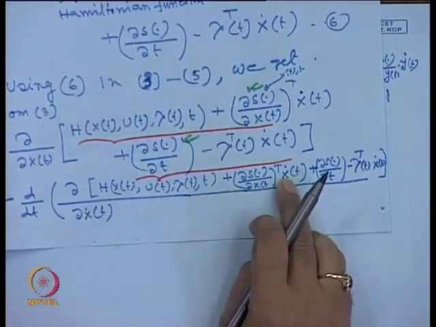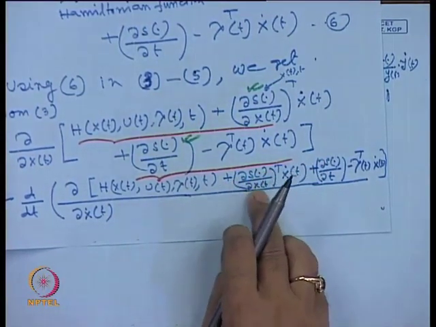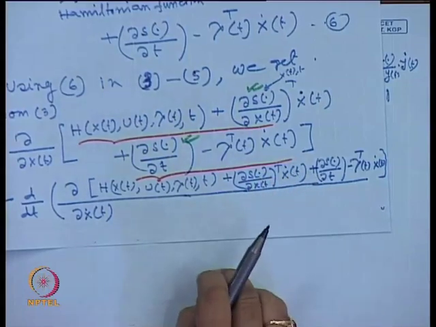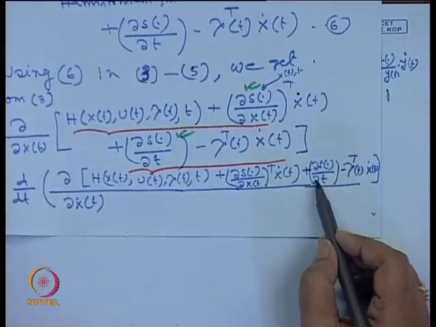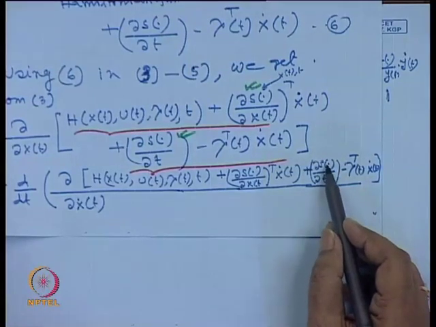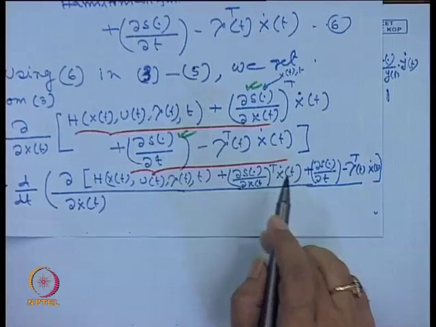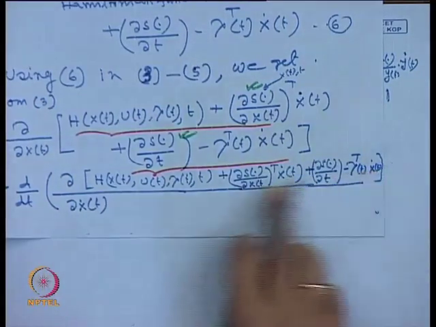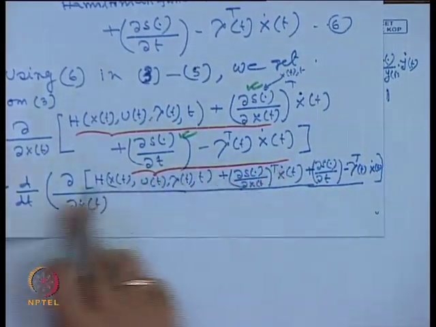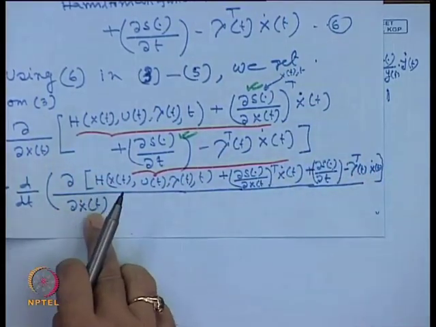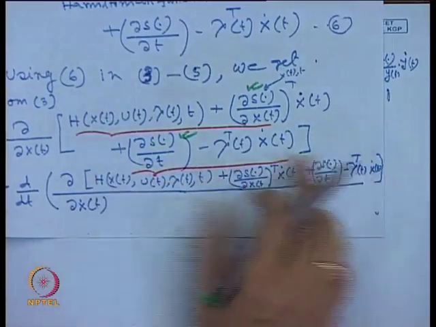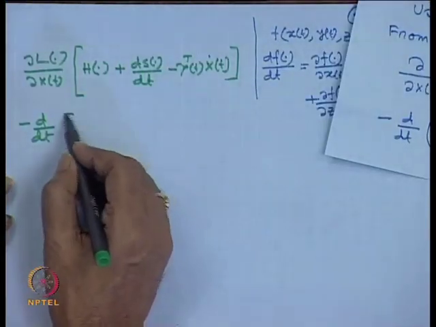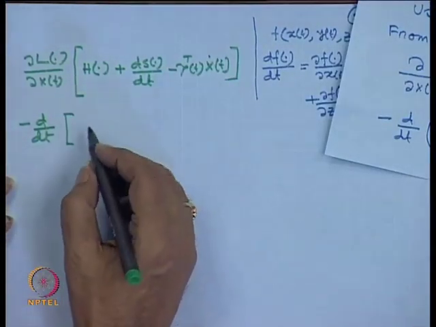If you do the differentiation of this one, the partial differential of s with respect to x of t, you will get that term. And this is not a function of x dot of t, so it will not come into the picture. Now it is a function of x of t. So, only this term and this term will remain in the differentiation of the Lagrangian function with respect to x dot, when the Lagrangian function is expressed in Hamiltonian form.